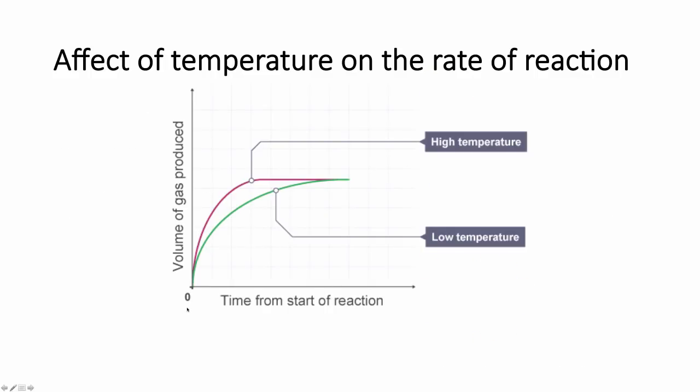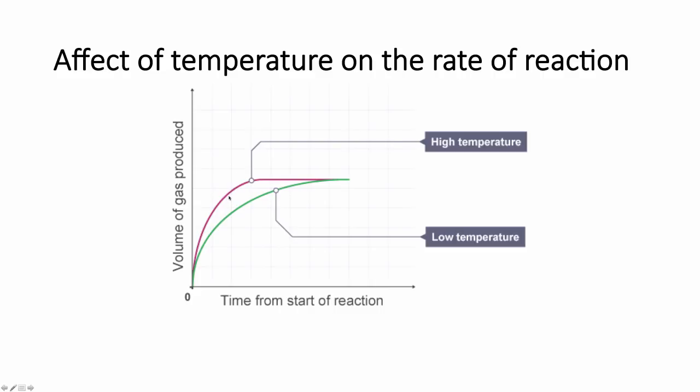If we have a look at this graph, again, we have the volume of gas produced or the mass produced of a product over time. And again, the gradient will be equivalent to the rate of reaction. And what we can see is that the steepest line, i.e. the one that has the faster rate of reaction, is at higher temperature.